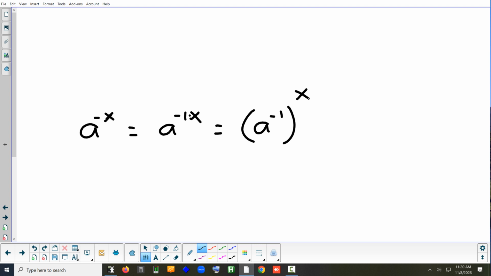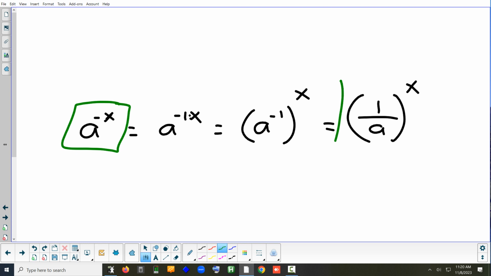Now, we just said, what's a to the -1? It would be 1 over a. All that is. So the point is this is exactly the same as that.